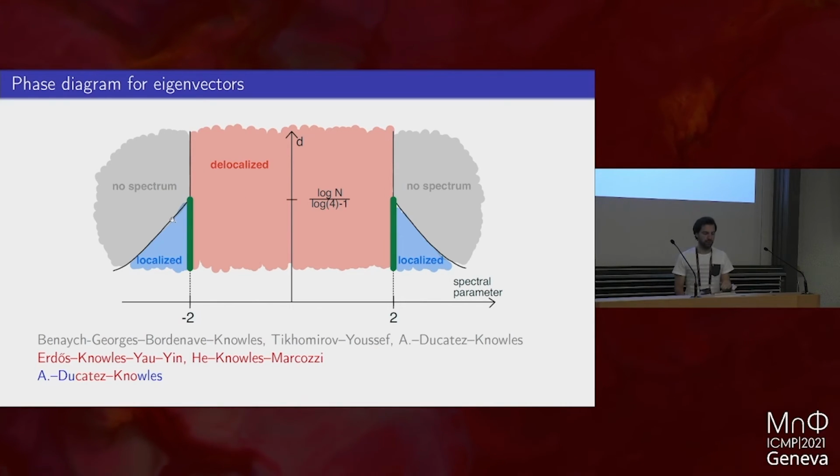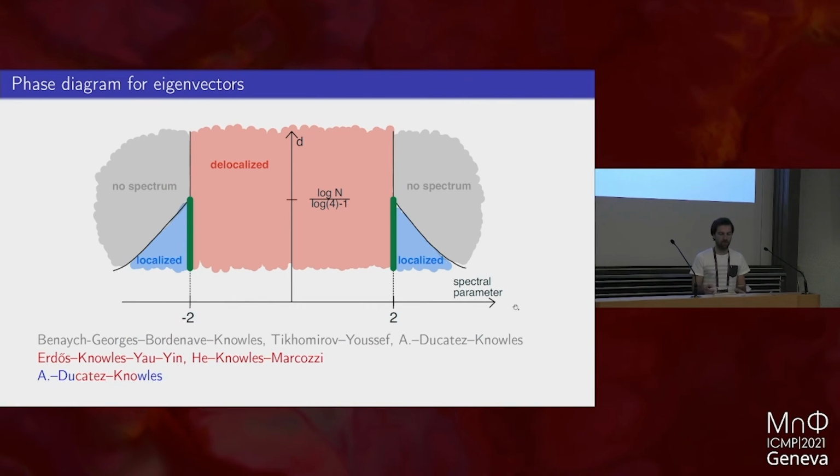I first start with the question of eigenvectors, so where the eigenvectors are delocalized and localized. What you see here on the x-axis is the spectral parameter, so that's the -2, 2, which corresponds to the scale of -2, 2 in the previous plot. And on the y-axis, we see the dependence on the parameter d. So here for the gray results, one part of what they proved is that there's actually no spectrum outside of -2, 2, as long as d is sufficiently large.